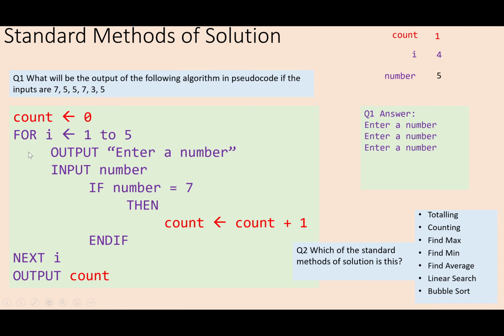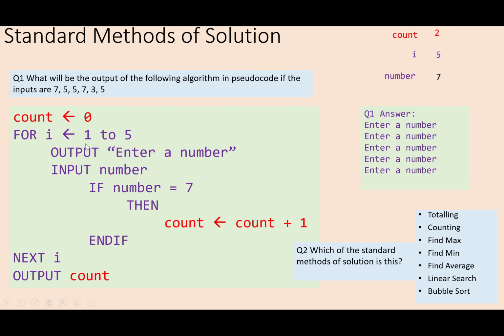So we go around again, output enter a number, we input our next number, which is 7, and then we do our comparison. Is number equal to 7? Yes, it is. That's true. So count is going to go count plus 1, so count goes up from 1 to 2. We end if, next I, so I can go to 5.